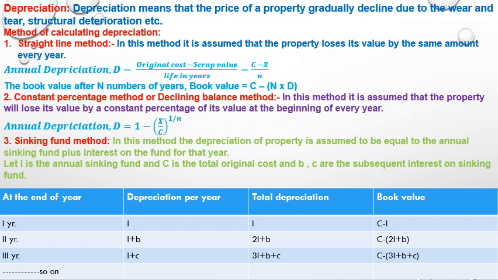Now for the second year, depreciation per year is I plus B, where B is the interest. Then total depreciation for the second year is 2I plus B, and the book value is original cost minus depreciation, that means C minus (2I plus B), and similarly we complete the table.